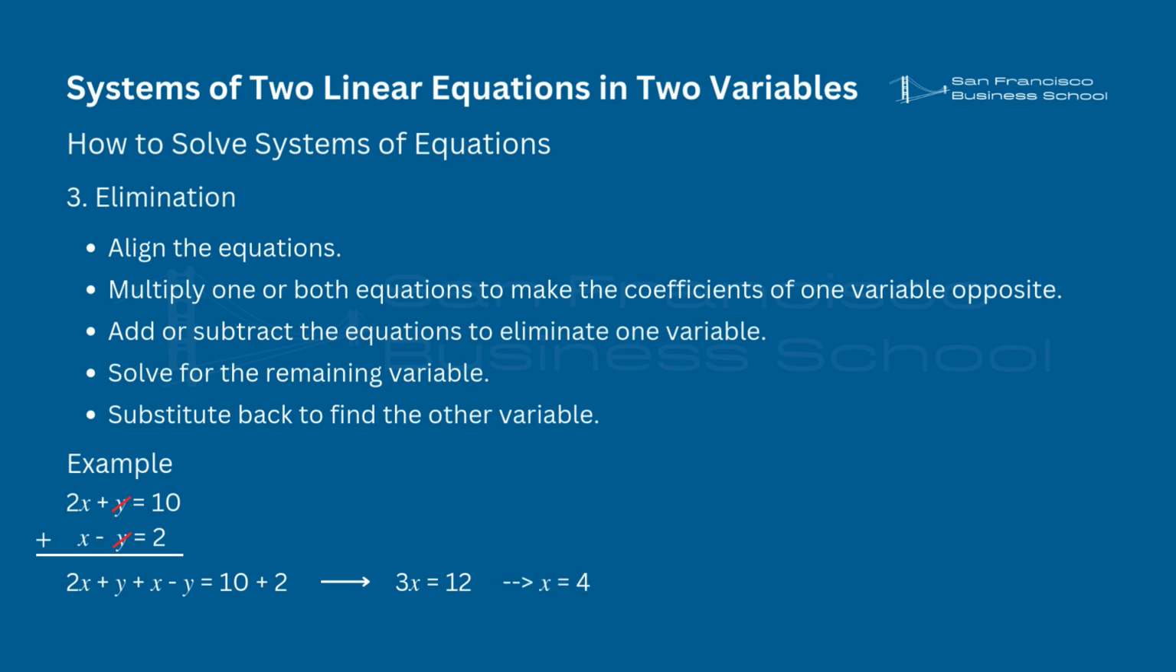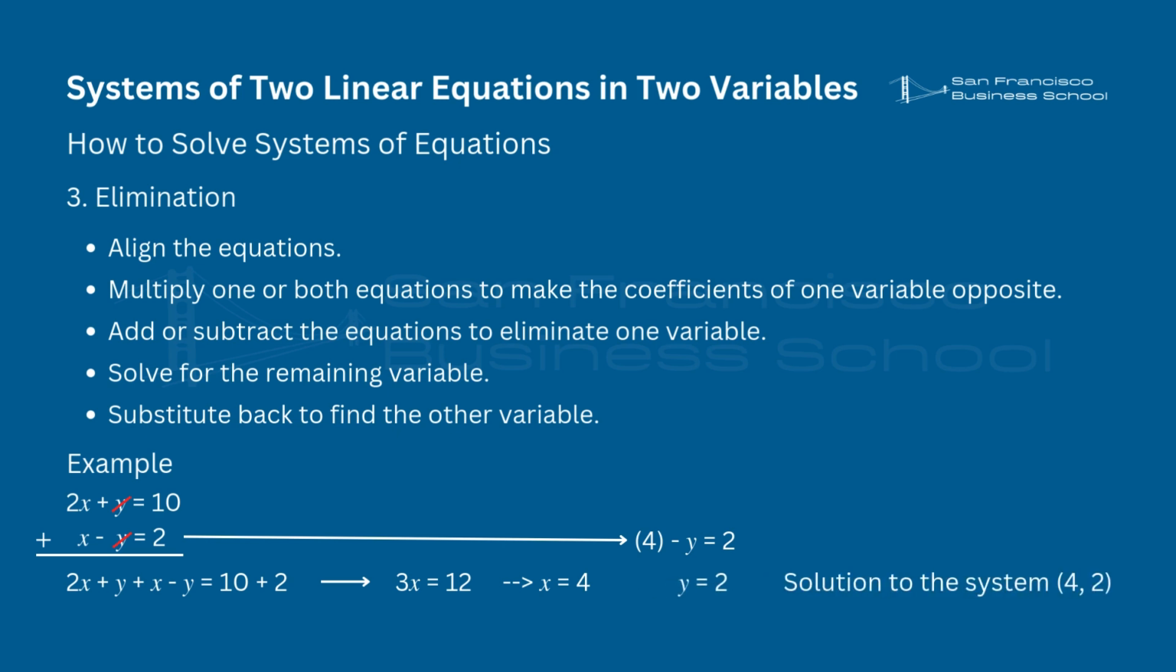We can find the y value by substituting 4 for x in the second equation. 4 minus y equals 2. If we subtract 2 from both sides and add y, we can find y equals 2. The solution to the system is x equals 4 and y equals 2.